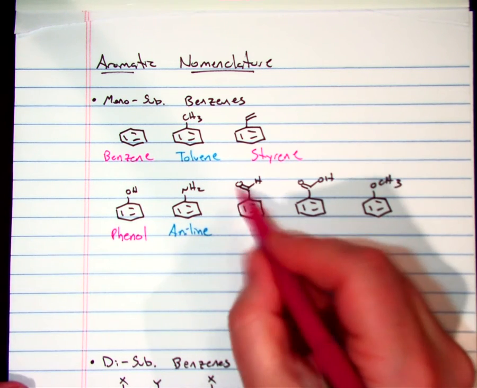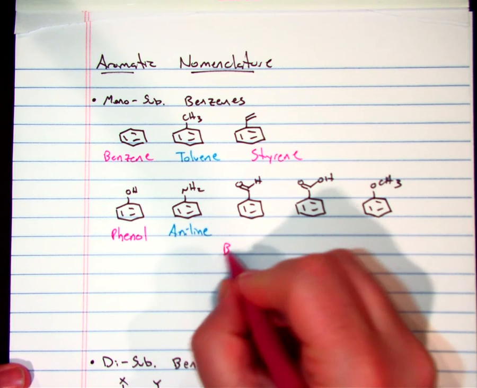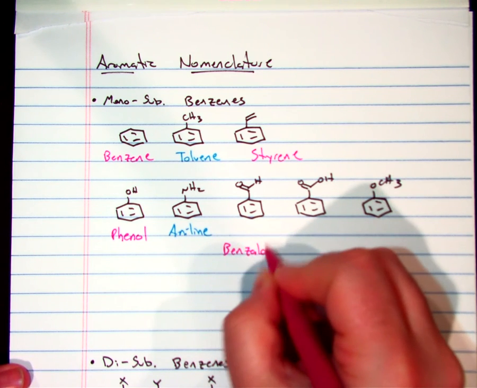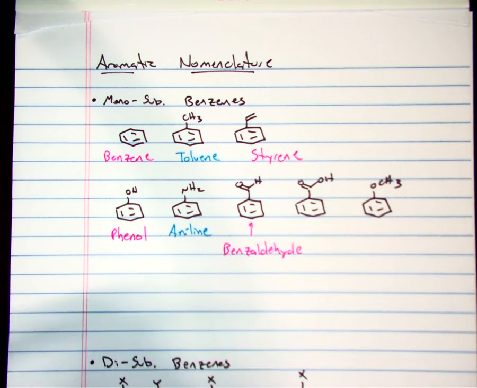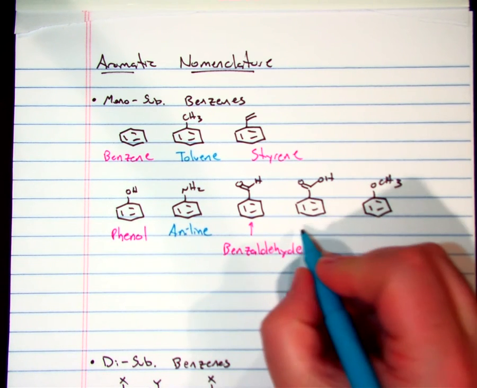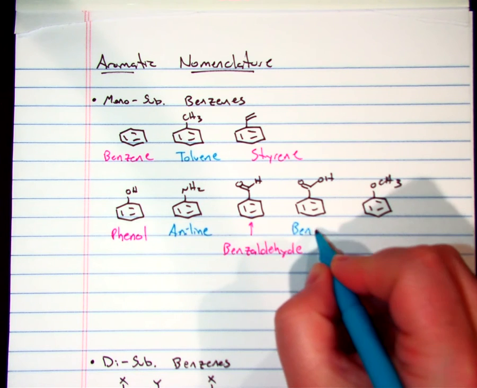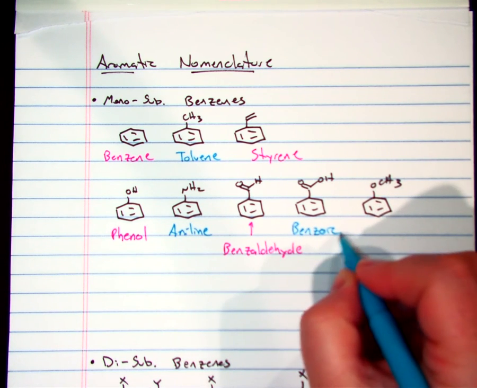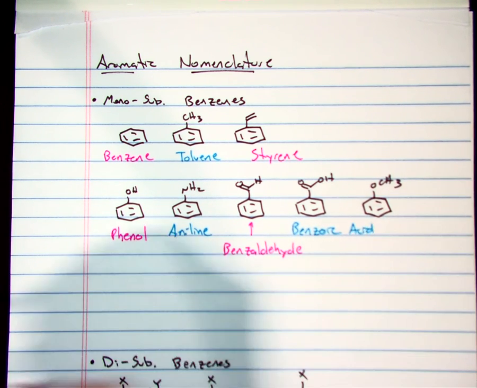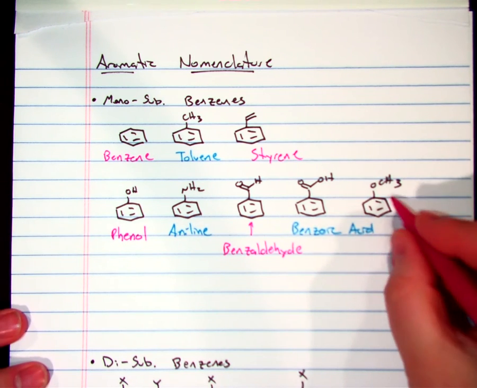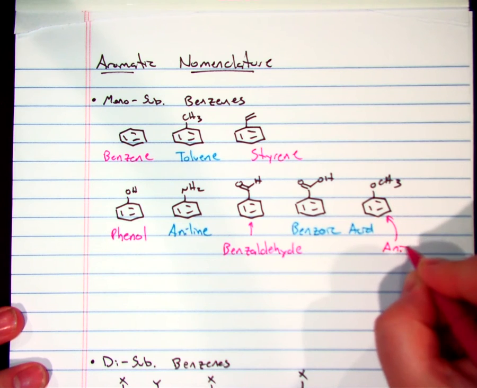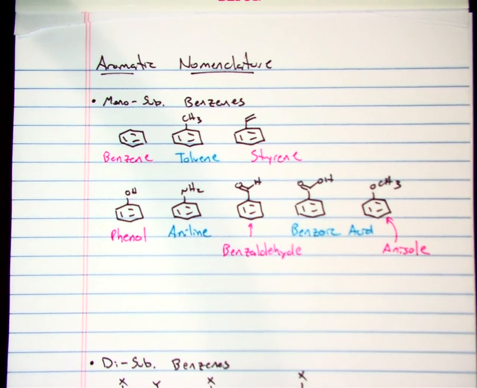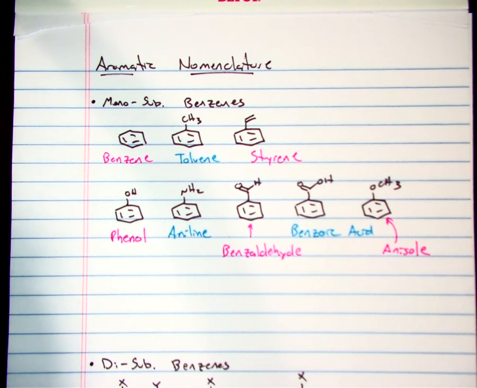If we have an aldehyde, this is benzaldehyde. If we have a carboxylic acid, this is benzoic acid. And if we have a methoxy group attached on here, we're going to call this anisole. So these are some common names that we should be familiar with in terms of monosubstituted benzene rings.